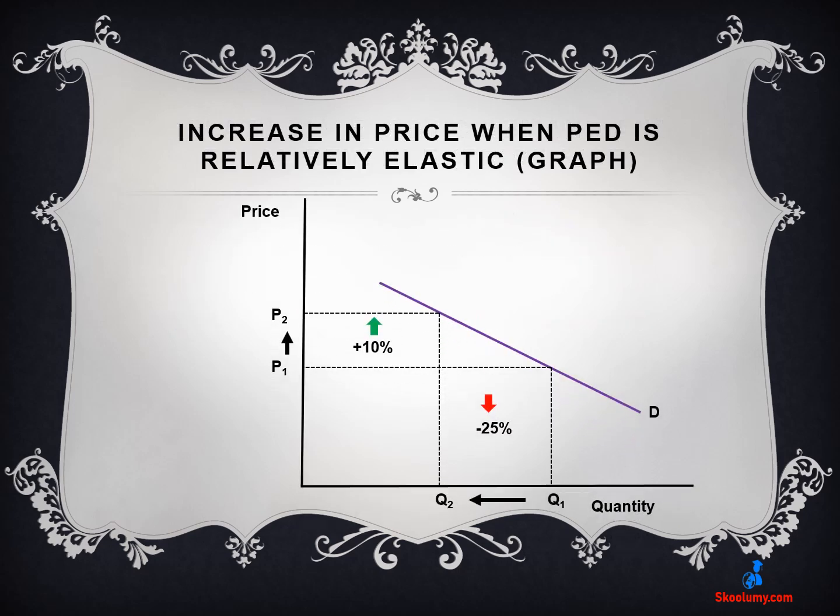A rise in the price of a product with relatively elastic demand is shown graphically. The price rise is smaller than the quantity decrease, resulting in a fall in total revenue.